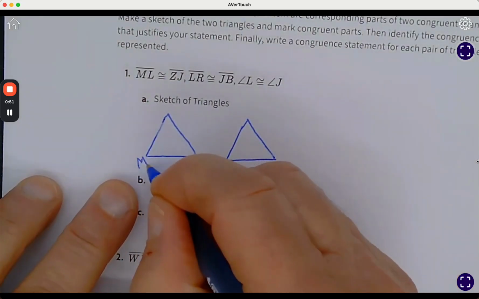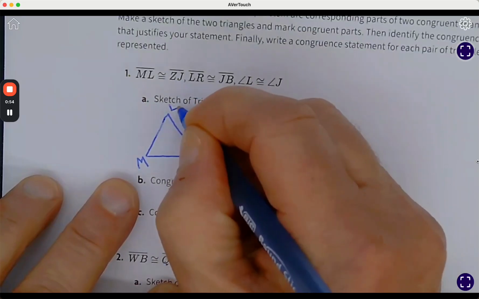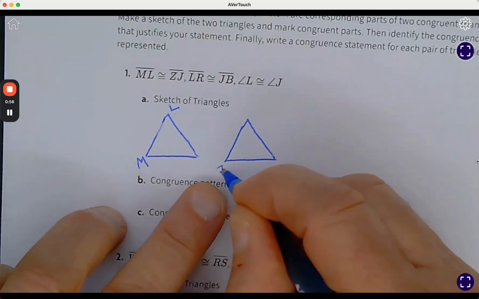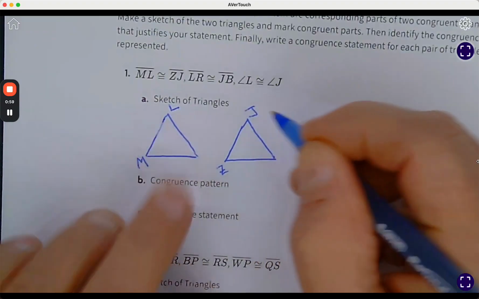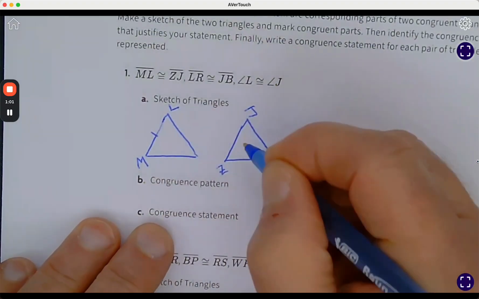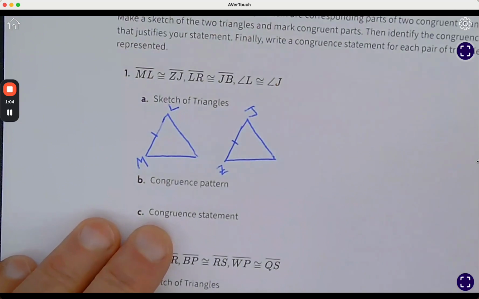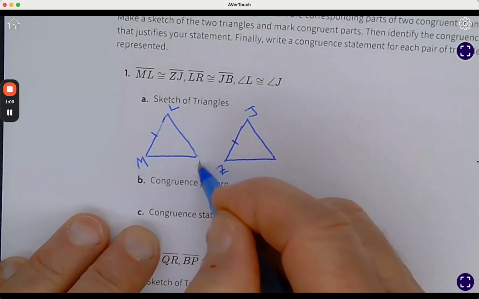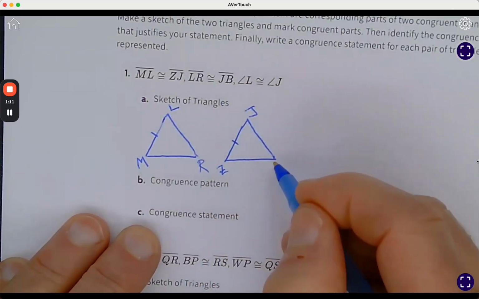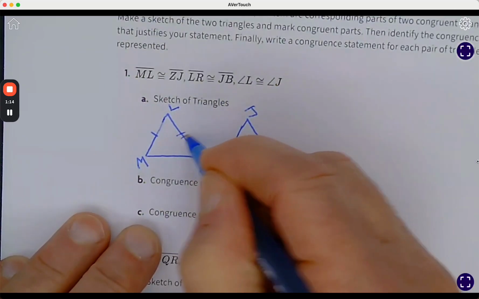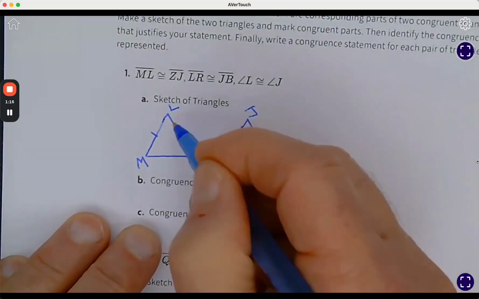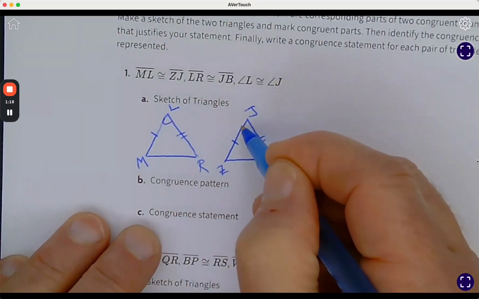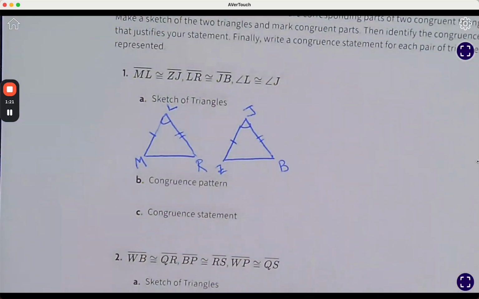So I'm going to call this M, I'm going to call this L, and M and Z must correspond, and L and J must correspond. Now they told me that side is congruent to that side. They also tell me that LR, well L, this must be R, is congruent to JB, this must be B. I'm going to put my notation there. And angle L is congruent to angle J. So that is the sketch of the two triangles based on the congruent statements.